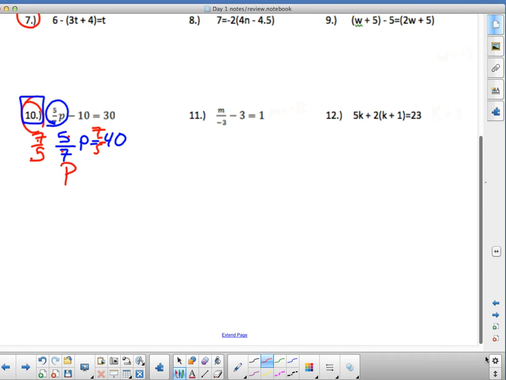Are we good? On the left side. The right side, how many times does 5 go into 40? 8. What's 8 times 7? 56. So, done. Now, I could totally do that separately another way, but that was the faster, more efficient way.